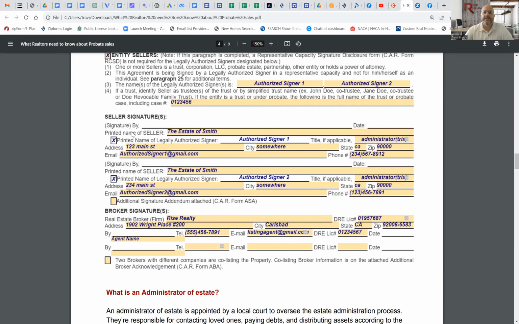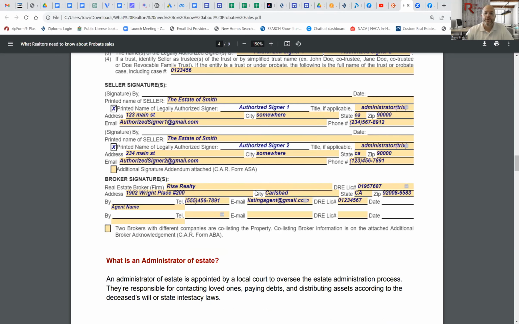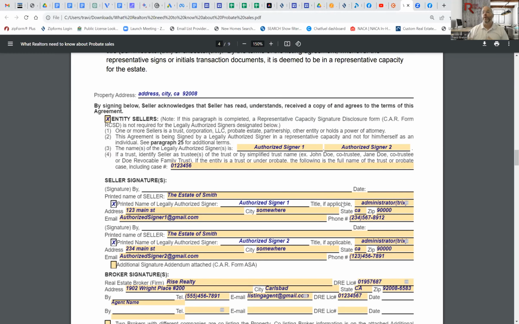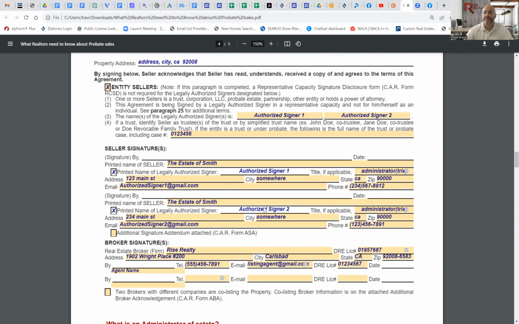Seller signature. So the printed name of the seller is the estate of Smith. And then the box is checked, printed name of legally authorized signer. So that's the first person. What their title is, we're just saying they're administratrix. And then their address, email, phone number, and so on and so forth. Same thing with seller number 2. It's the estate of Smith. Authorized signer number 2, what their title is, their address and information. And then of course you just put in our information as usual. So hopefully that helps you when you're signing these, so you know how it's set up.